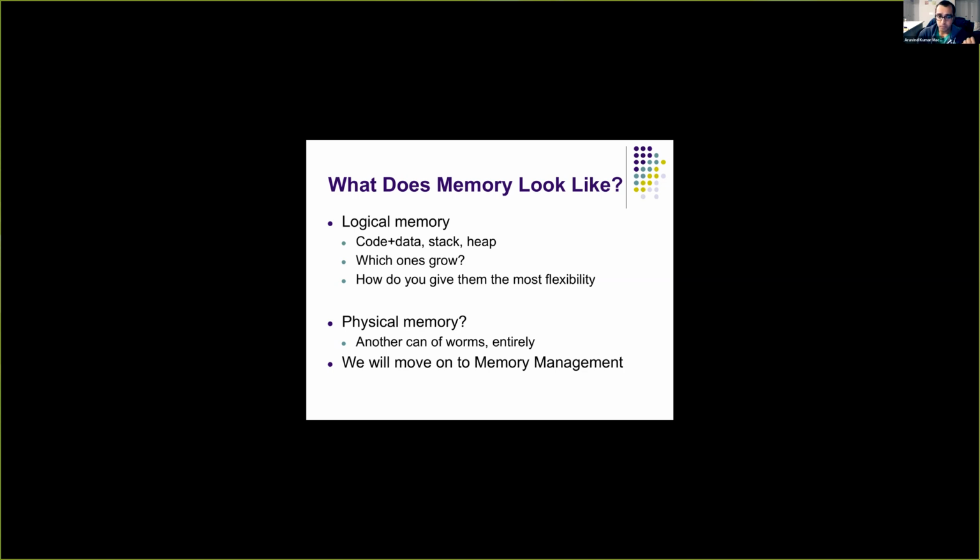Okay? And a few of these regions grow, and a few are fixed. For instance, code is fixed. Code and data segments are fixed, whereas the stack grows and shrinks, right? Because based on the function calls that are currently active in the process, the stack grows and shrinks. Similarly, the heap can grow and shrink. And the other aspect of memory is the physical memory, that means the actual memory that we have on the system.